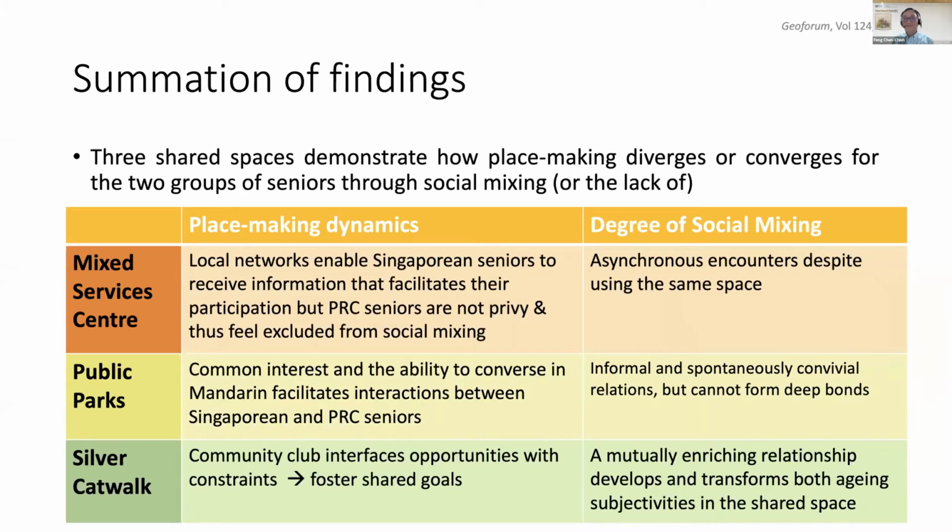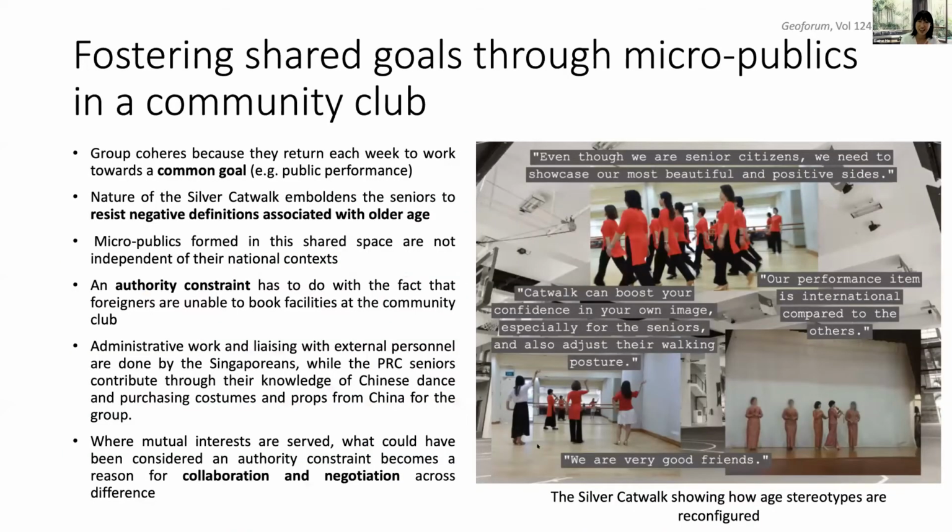Okay, so actually I can go back to the previous slide to talk a little bit more about it then. So in this particular space that we studied, actually we were very fascinated by the silver catwalk. It's a kind of space that emboldens the seniors to resist the negative definitions associated with old age. And actually in this shared space, part of the reason why the non-migrants and the migrants cohere is because they have resources to share with one another. As I said, the PRC seniors bring with them knowledge about modeling, they bring with them the costumes that are used in the performances, but they also experience an authority constraint.